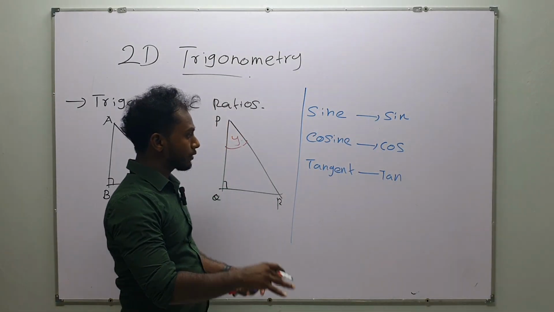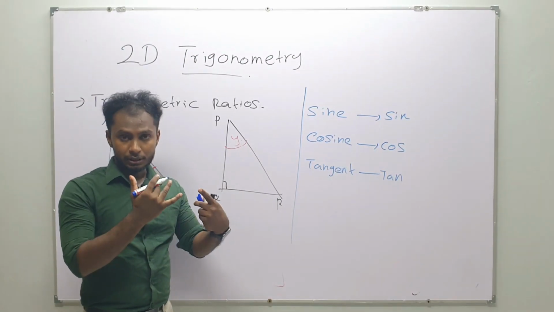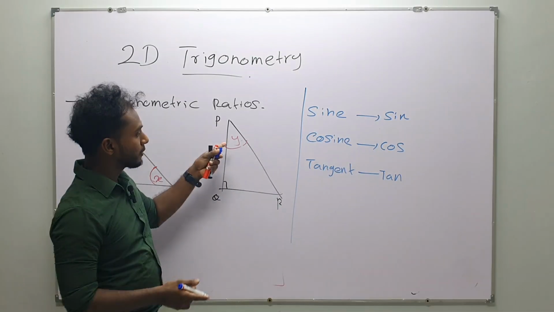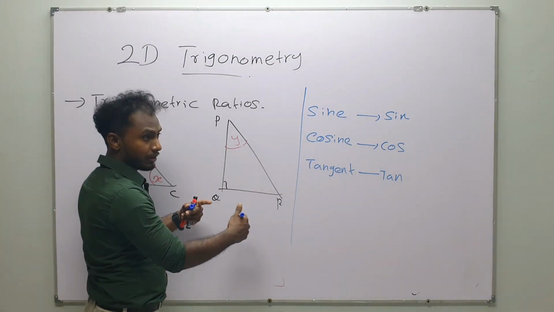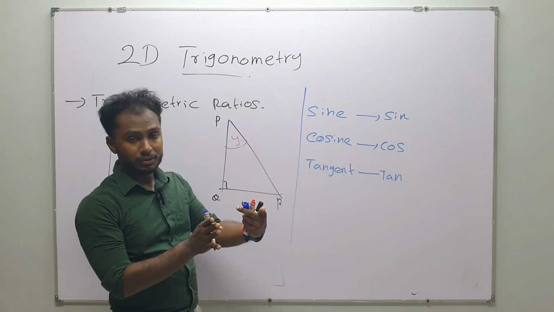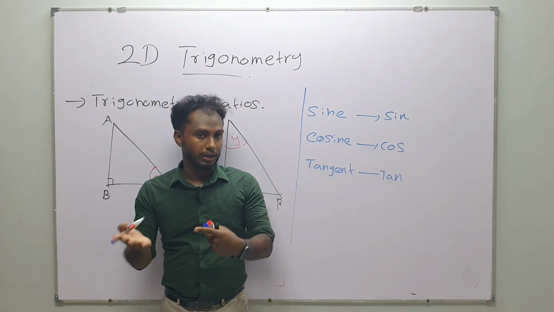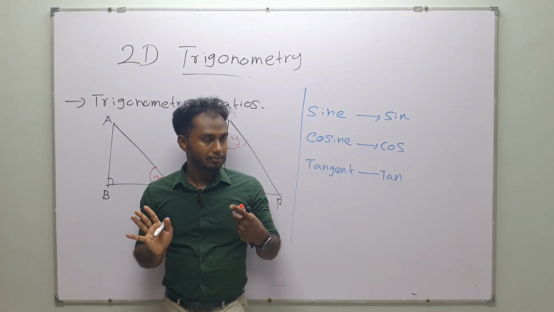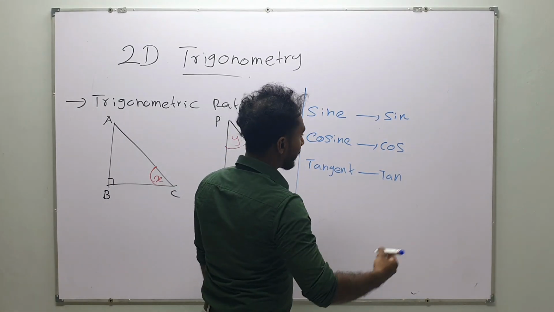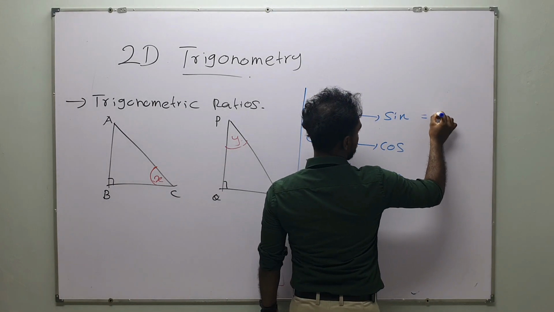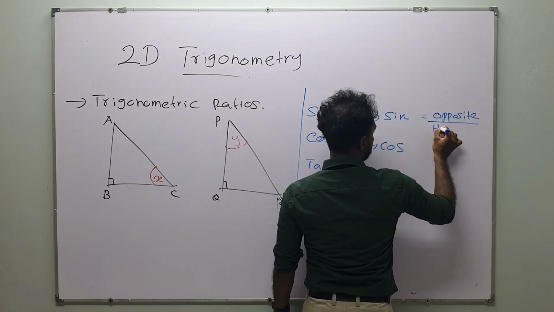Actually, these are ratios between the sides. These trigonometric ratios are ratios between the sides, nothing else. That means, like the Pythagoras theorem where we found side lengths, likewise we get the ratio between two sides. That's what the trigonometric ratio means, nothing else. And sine is nothing but opposite over hypotenuse.